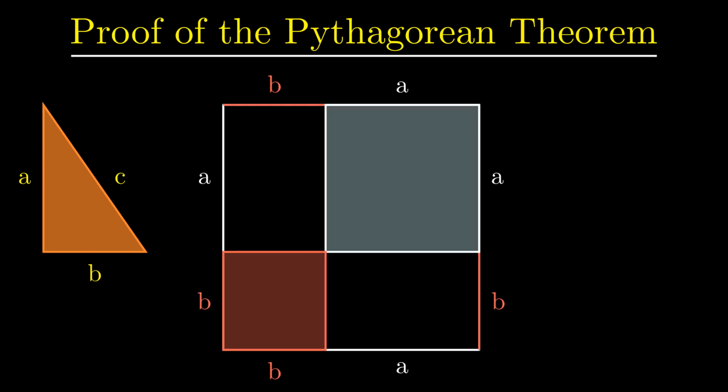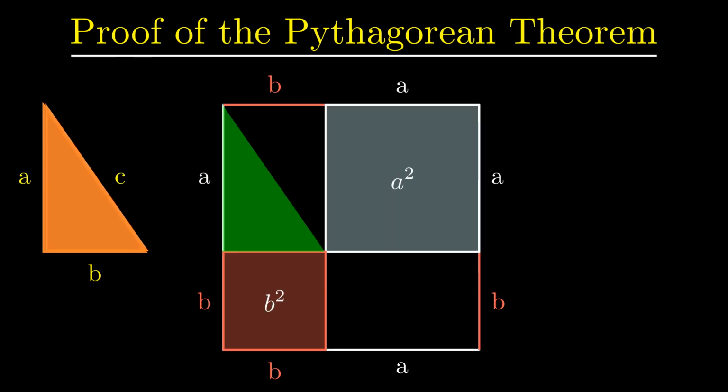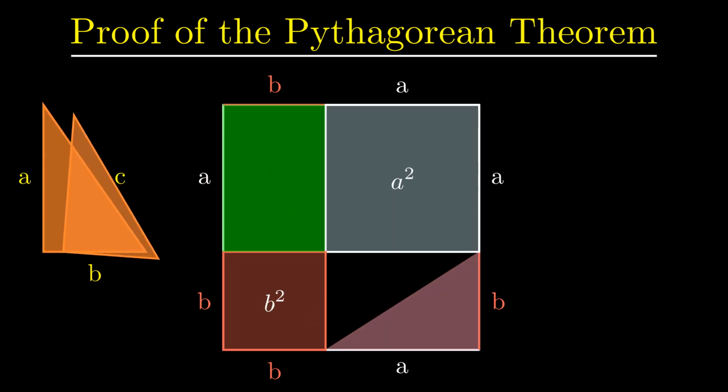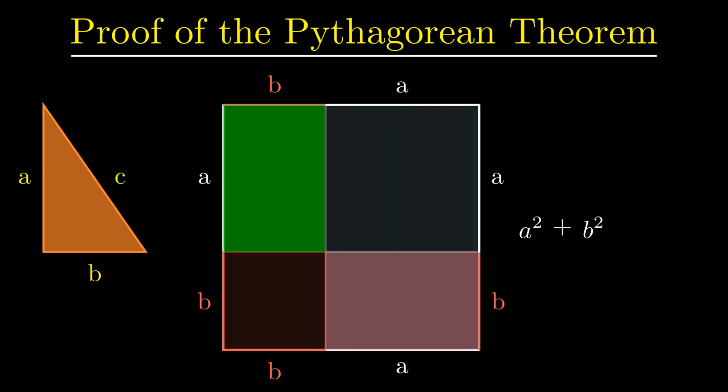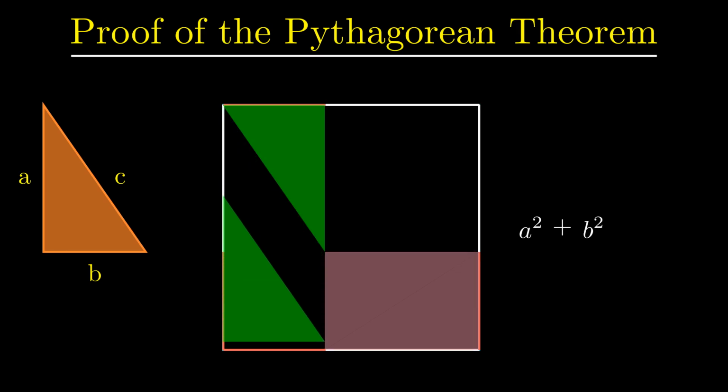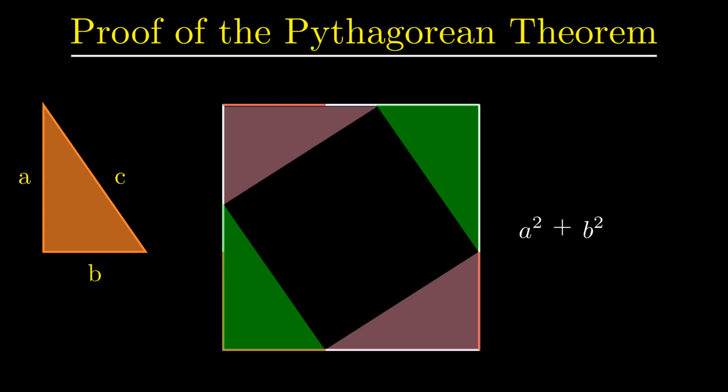Area of both squares is A squared and B squared. Let's fill our rectangle. Let's move A squared and B squared. Rearrange the triangles. So the area of the square is C squared.